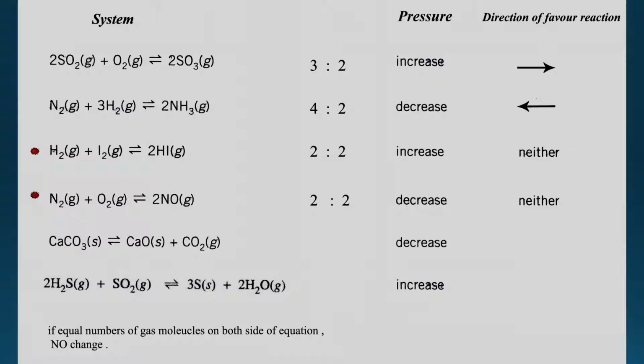Next question. What's the ratio? Why 0? Remember, solids are not counted. So this is 0, 0, 1. So it's 0 to 1. You decrease pressure, so it shifts from the small number to the big number.